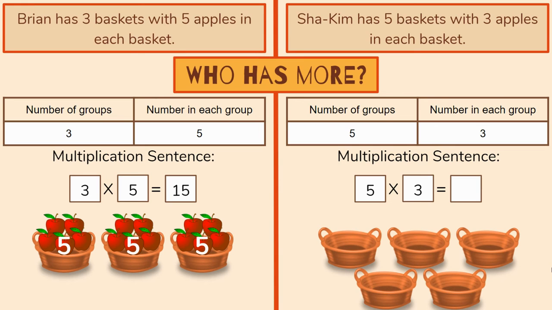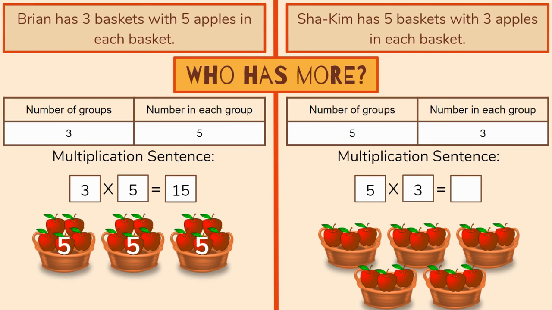Shakim has 5 baskets. There are 3 apples in each basket. So we could use repeated addition to solve this, and we could say 3 plus 3 equals 6, plus 3 more equals 9, plus 3 more equals 12, plus 3 more equals 15. We could also skip count by 3s. We could say 3, 6, 9, 12, 15. We could also count each of the individual apples. That just takes a little bit longer. Either way you solved this problem, Shakim has 15 apples in total.